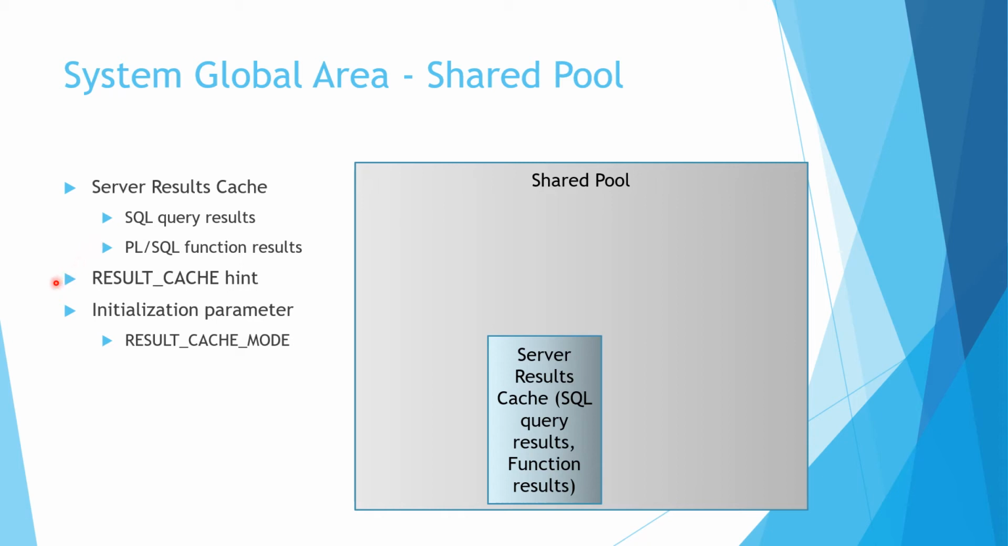A SQL statement can be written with the results_cache hint to store query result in the SQL query result cache. The initialization parameter result_cache_mode determines whether to store the result of all the queries in the cache or only when a hint is used.